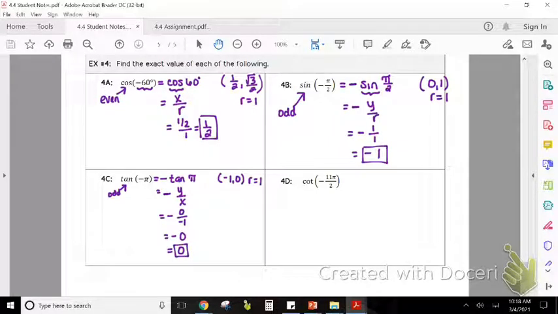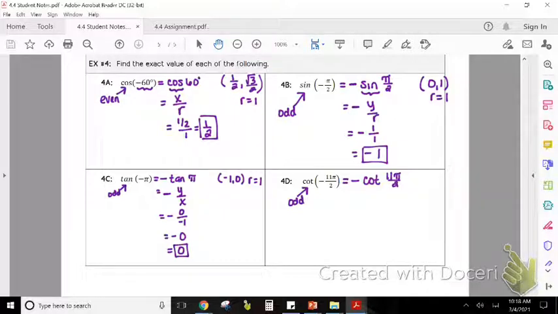Now on 4D, it doesn't really matter if we use the negative 11 pi over 2 or the positive 11 pi over 2. It's not on my unit circle either way. So either we can add or we can subtract coterminal angles, and we'll end up in the same location. So I'm going to go ahead, though, and start it out like we were doing. Cotangent is odd, so I know it's going to be equal to the opposite sign of whatever cotangent of 11 pi over 2 is. Because we deal better with positive numbers, that's why I took it to the positive here.